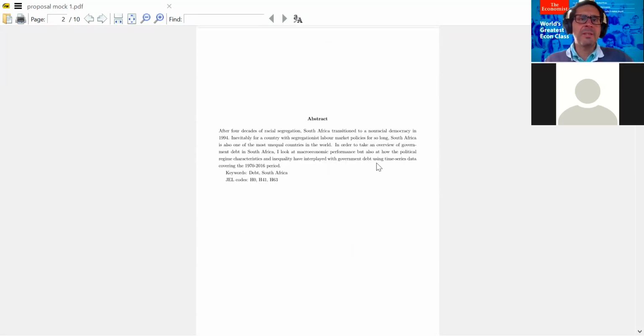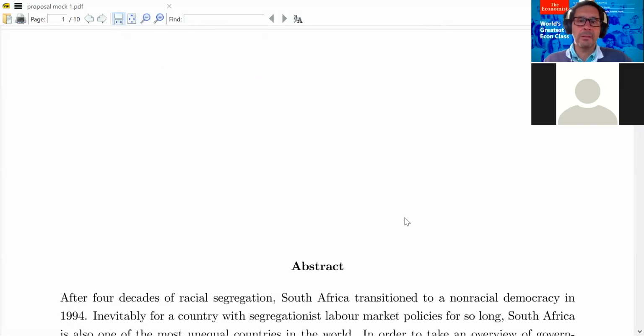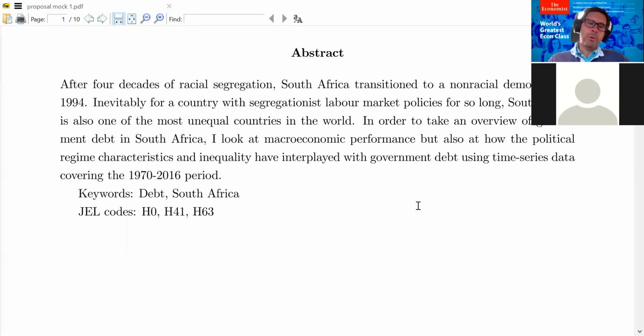And then what you need is an abstract. So that's one page. Let me maximize this a little bit. It's an abstract of your proposal. We already know what to put in an abstract, right? We've been seeing lots of abstracts in macroeconomics and also in research methods. And what do I put there? Well, after 4 decades of racial segregation, right? It's a little bit of motivation.